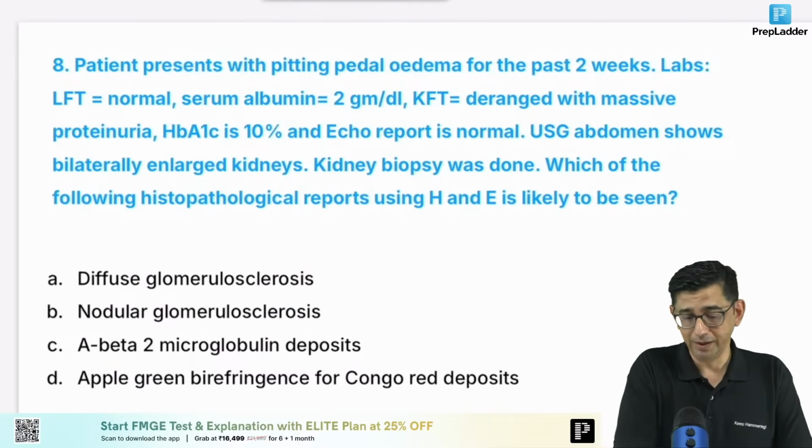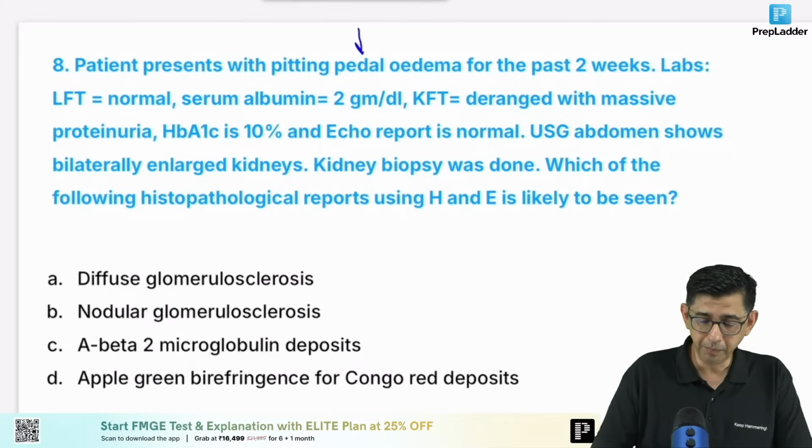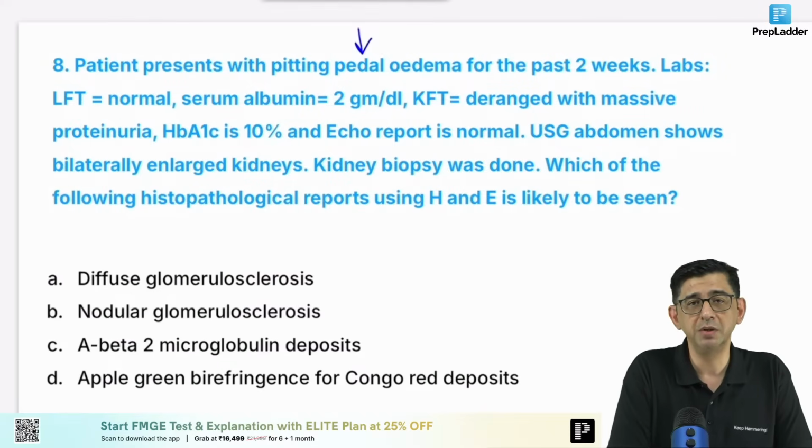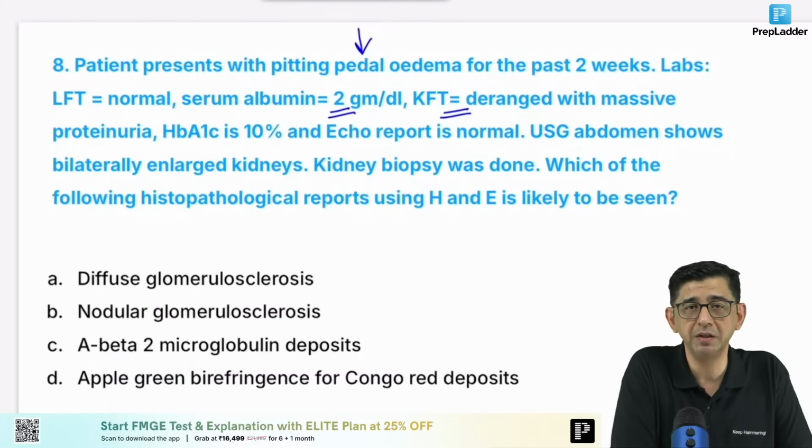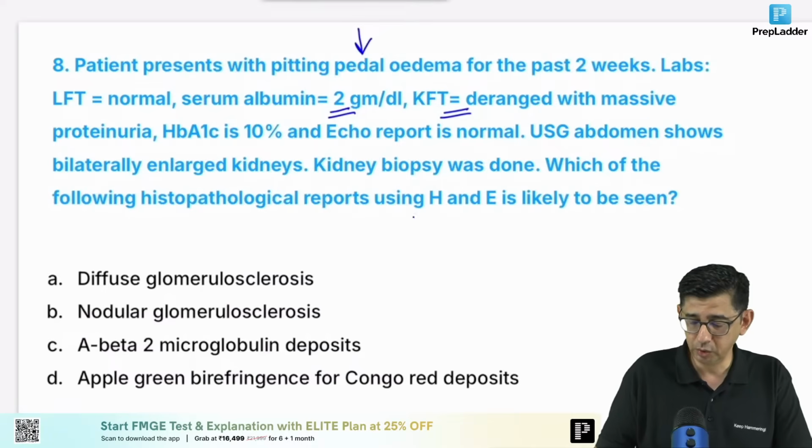This is an application question. Patient came with pitting pedal edema. The LFT is okay, but serum albumin is only 2 and the KFT is deranged. So that's where the kidney problem is starting from. The patient has deranged KFT with massive proteinuria. HbA1c is 10%. So I know that he's talking about nephrotic syndrome because he's written the word massive proteinuria.